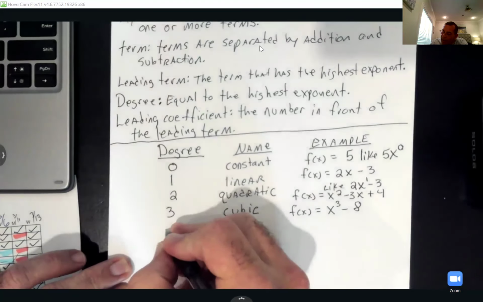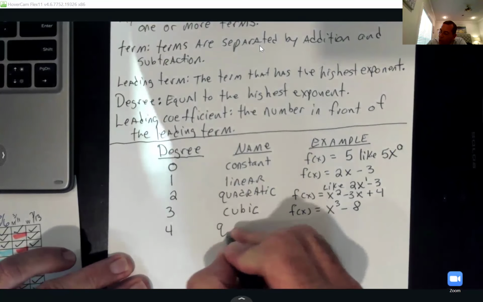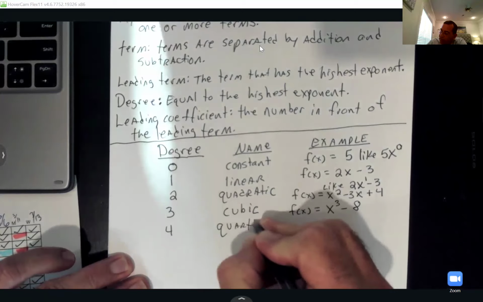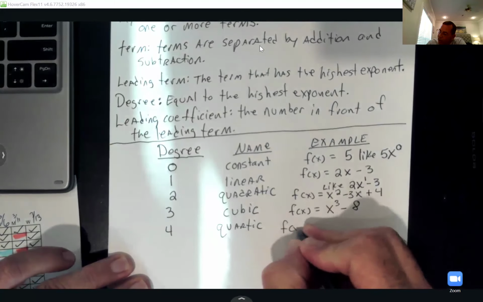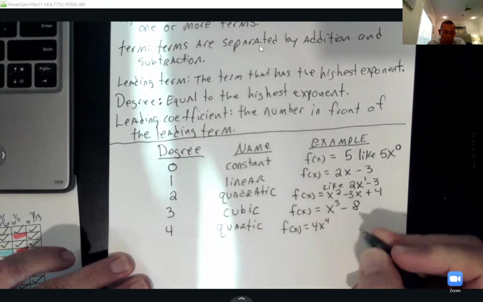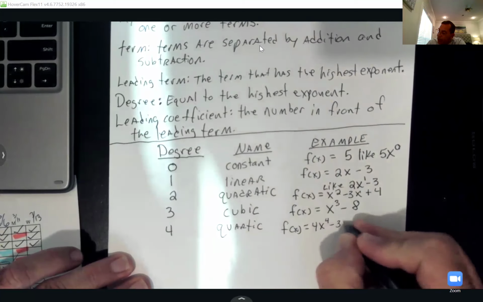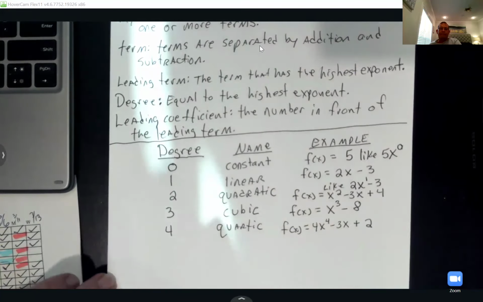All right, y'all, how about a degree 4? We call that quartic. So an example of quartic would be f of x equals 4x to the 4th minus 3x plus 2.